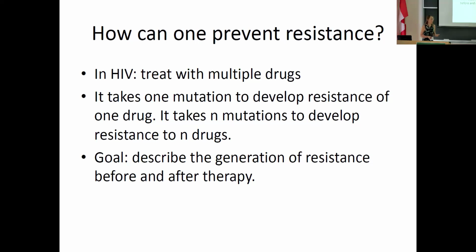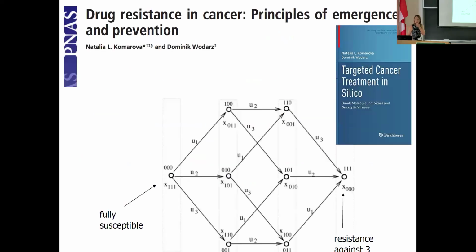Why does it help? Because if a virus evolves resistance to one of the drugs, it's probably still susceptible to the other 2. And it takes 2 different, independent mutations to evolve resistance to 2 drugs, and 3 independent mutations to evolve resistance to 3 drugs. So this is much less likely. It still may happen, but the probability is a lot lower. This is what we tried to do to apply this concept to treatment of cancer.